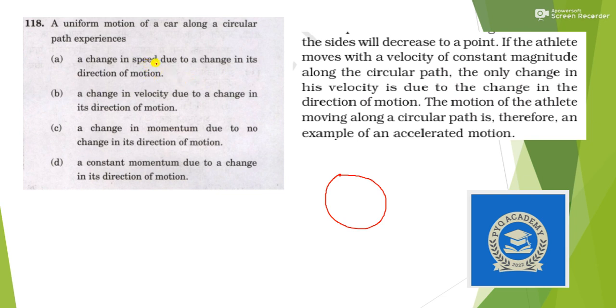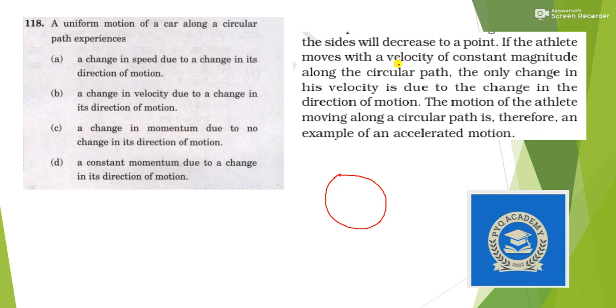So it is telling that the speed is changed because of a change in the direction. Okay. The second statement is a change in velocity due to change in direction, a change in momentum due to no change in its direction, and a constant momentum due to change in its direction. Okay. Let's go through.